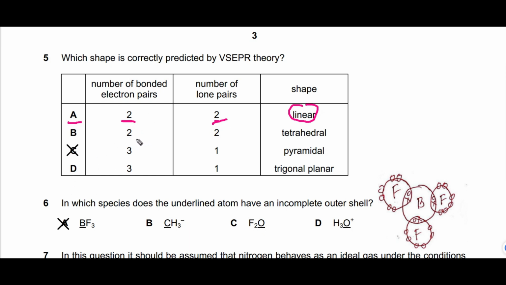B, 2 bond pair, 2 lone pair, not tetrahedral. Tetrahedral when there are 4 bond pair electrons only. So B is also wrong. Why is D wrong? 3 bond pair of electrons and 1 lone pair. Trigonal planar, no. Trigonal planar will be when there are 3 bond pair electrons only. So A, B, D are wrong. C is the correct answer.